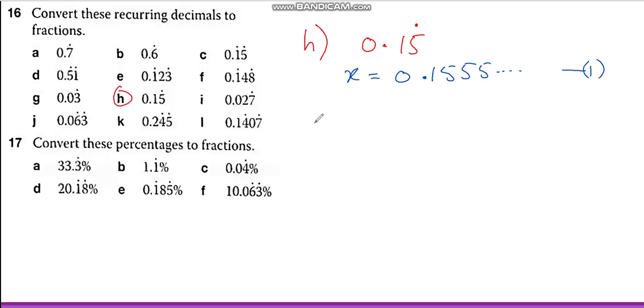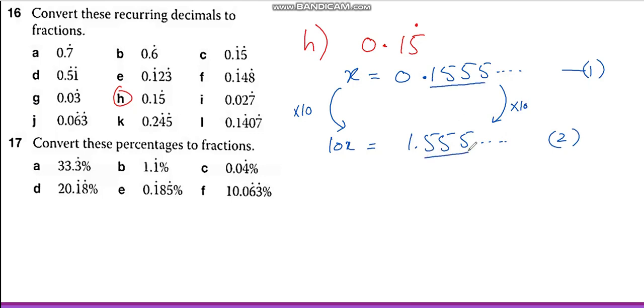Now you can see that if we multiply the number by 10, I will get 10x on the left side, and I will get 1.555 and so on on the right side. But still, we can't subtract the whole decimal part from this decimal part because these decimal parts are not the same. So to make them the same, we will further multiply that number by 10. We get 100x on the left side, and on the right side, we will get 15.5555 and so on.